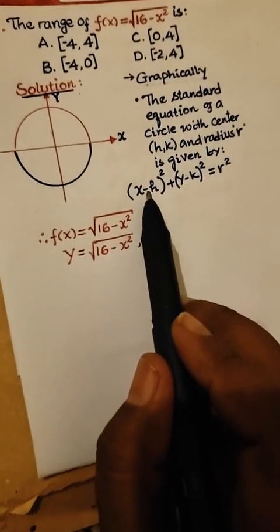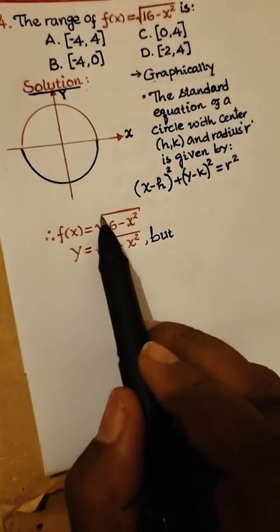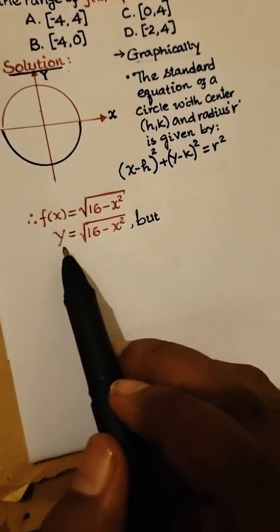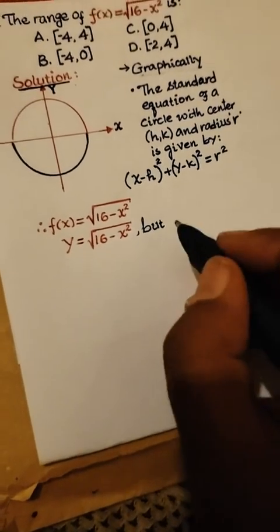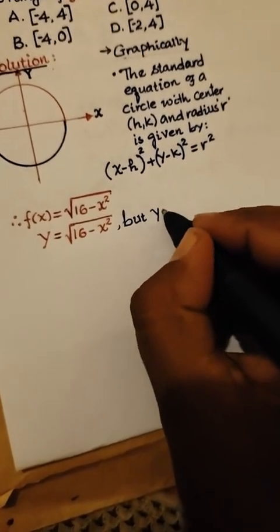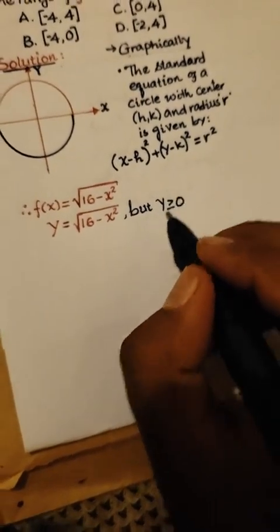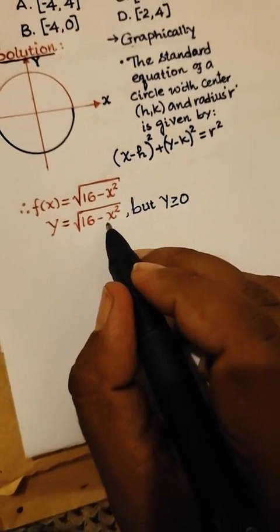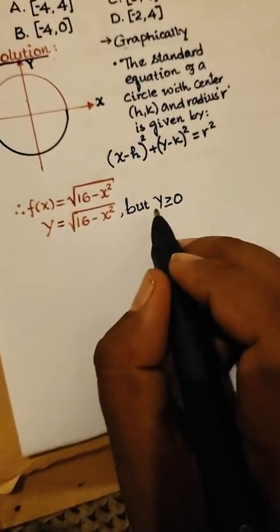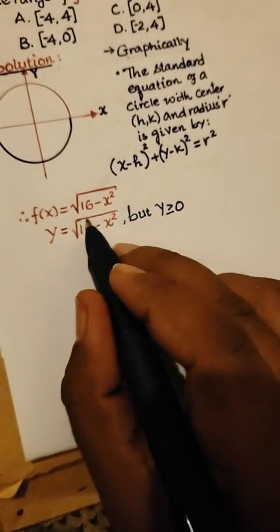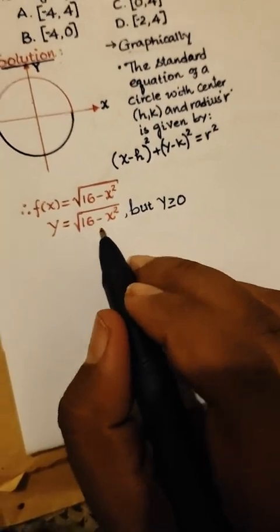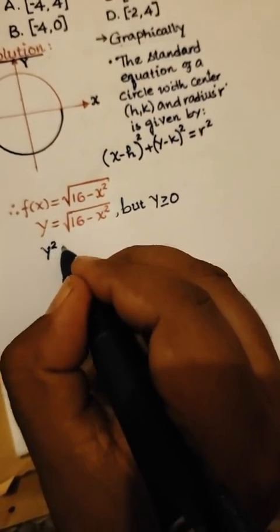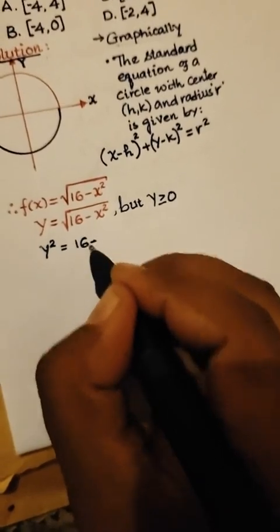Now we are given that f of x equals radical of 16 minus x squared. f of x is y, and we can rewrite this as y equals radical of 16 minus x squared, but we should note that the value of y is greater than or equal to 0. Whatever values of x within its domain you replace here, the value of y is always greater than or equal to 0, because this value can never be negative. So now let's square both sides. When you square both sides, you will have y squared equals 16 minus x squared.